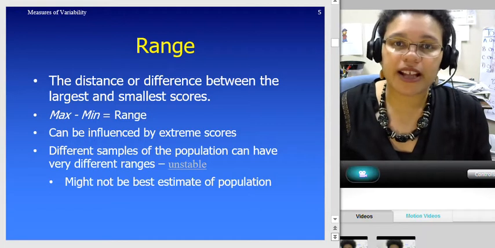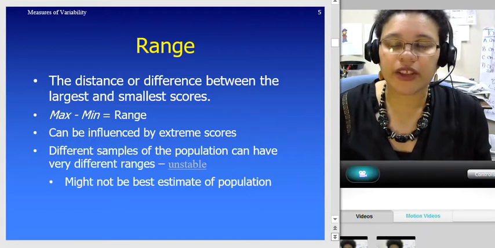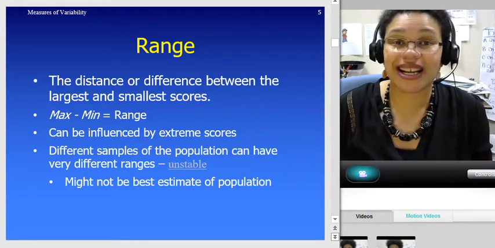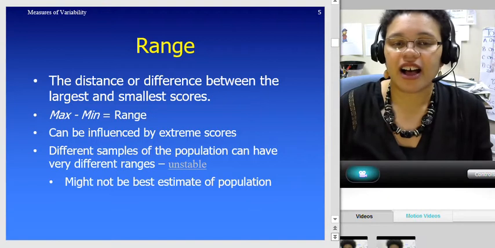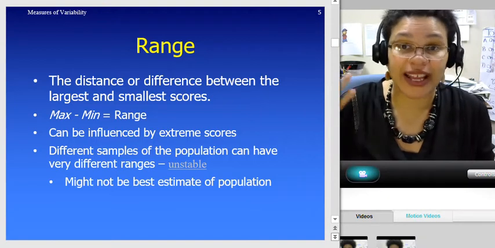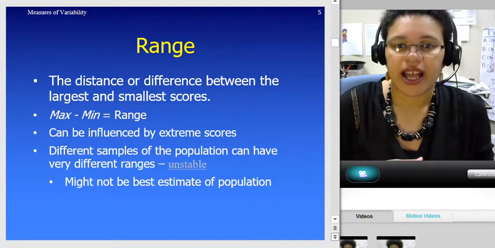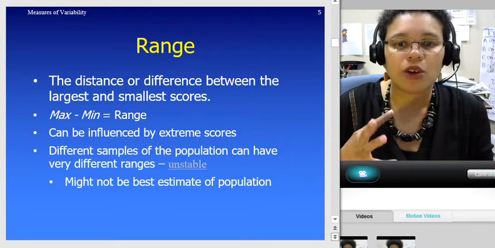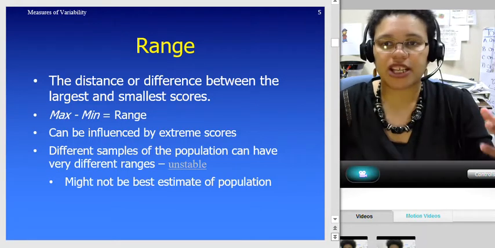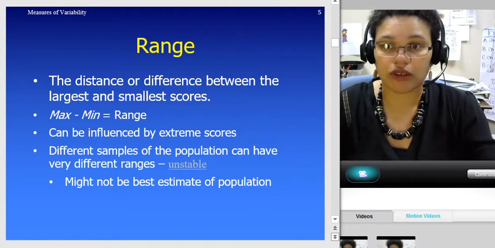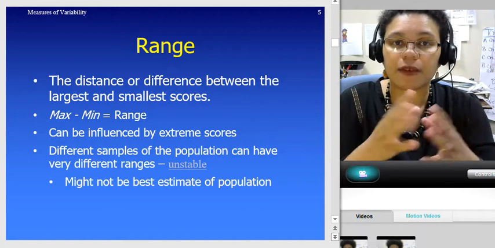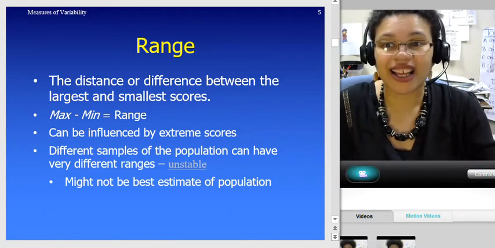This can be influenced by extreme scores, right? So if in the middle of the night it's going to drop way down, okay, but it's not going to stay there very long, let's say, that can influence what we would say the range of temperature is going to be today. Different samples of the population can have very different ranges. Range tends to be a bit unstable, and so it might not be the best estimate of a population overall. All right, because we can only grab a sample usually.